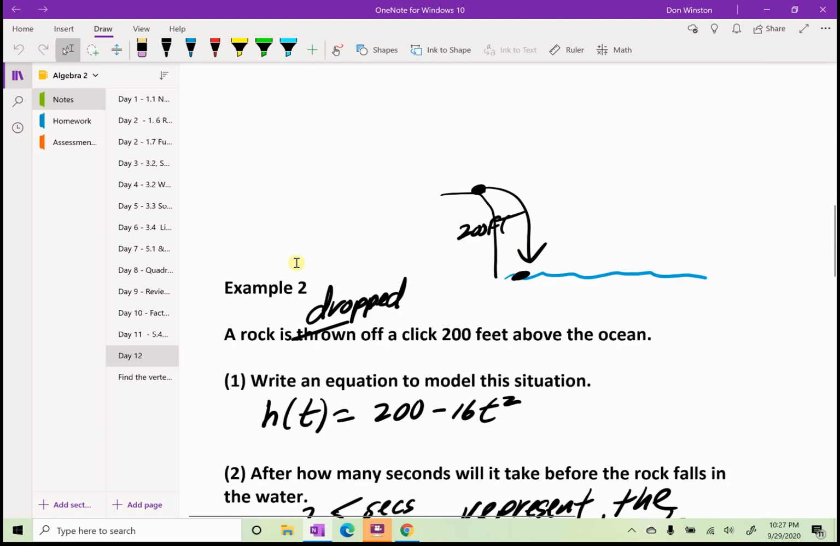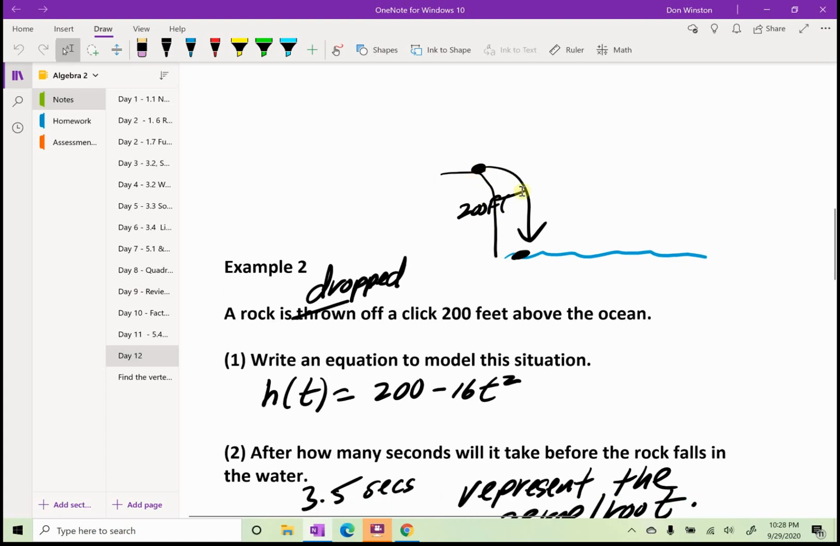So let's say in example 2, a rock is dropped off a cliff 200 feet above the ocean. So you kind of see the picture up there. The cliff is 200 feet, and then somebody's going to drop a rock off, and it's going to land in the ocean, so make a big splash or whatever. All right, so let's answer some questions here.